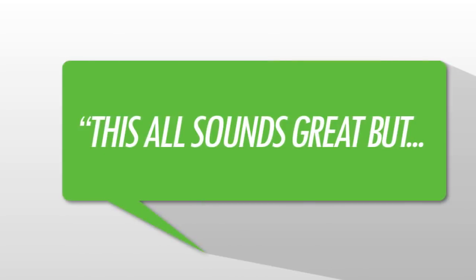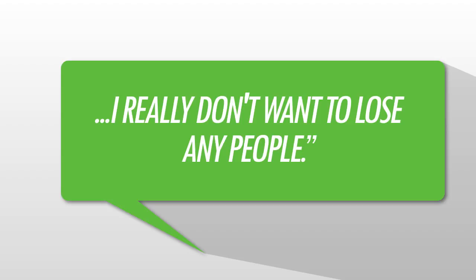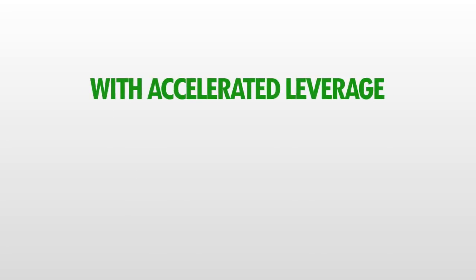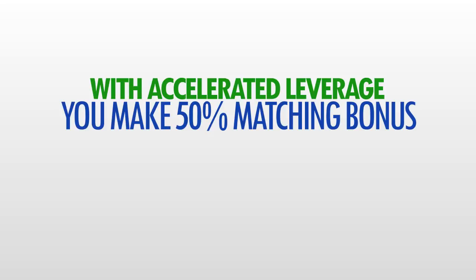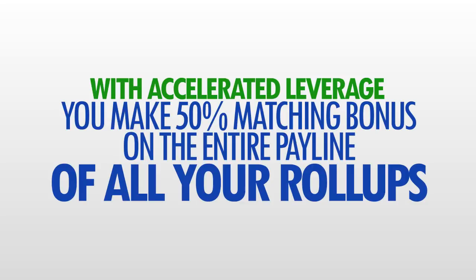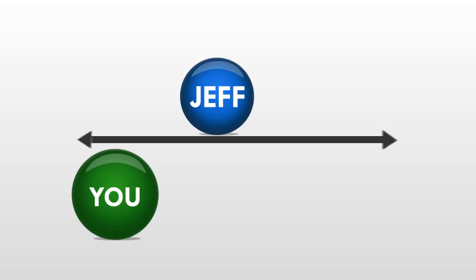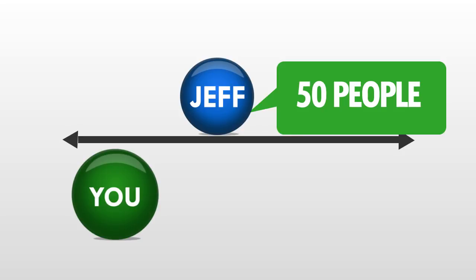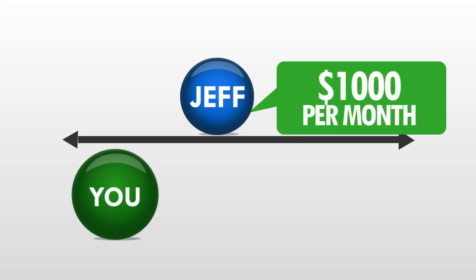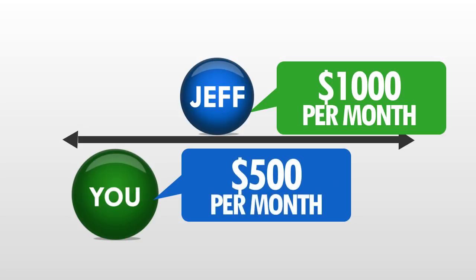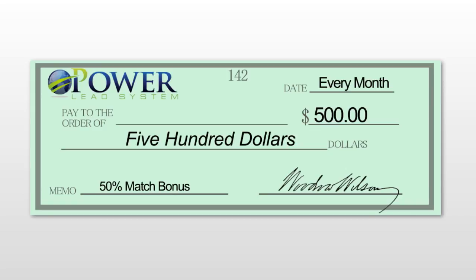Now you might be saying to yourself, this all sounds great, but I really don't want to lose any people. Well, hold on, because here's the twist. You see, you're never going to lose anybody. Because with accelerated leverage, you're going to make a 50% matching bonus on the entire pay line of all your roll-ups. Now, did you get that? Let me help you visualize just how powerful this really is. Suppose you sponsor me, and I was one of your roll-ups. And let's say my pay line grew to 50 people. At $20 per month per person, I'd be making $1,000 per month. But since you sponsor me and I rolled up, you'll make a 50% matching bonus. In other words, that's $500 in monthly residual income that you'd be making from my entire pay line.